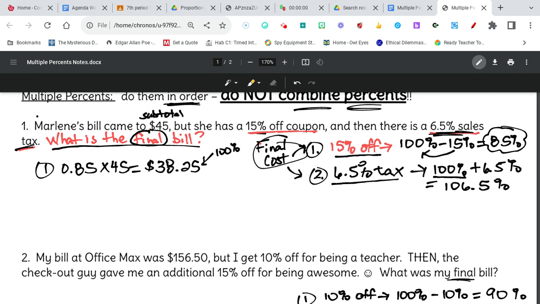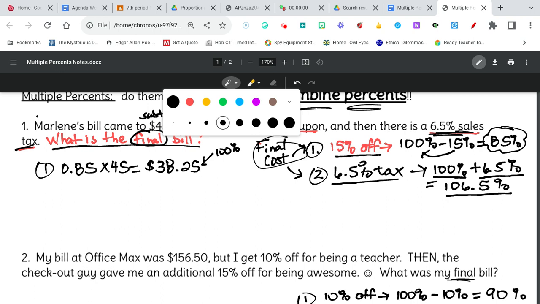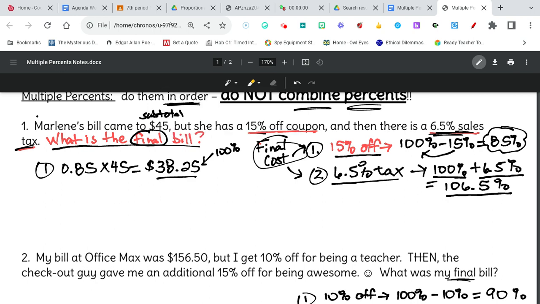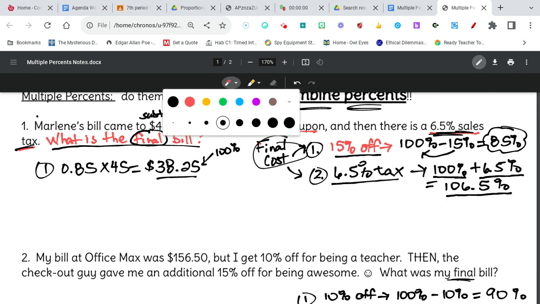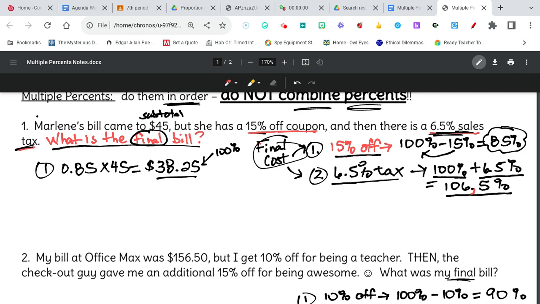Okay? So we're going to pay 100% of that, plus they're going to tax that 6.5%, which means we're going to pay a total of 106.5%. We're going to pay 106.5% of this amount. So what I'm going to do is just go ahead and change this to a decimal. Slide this 2 places to the left.